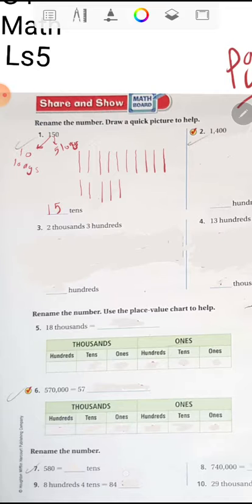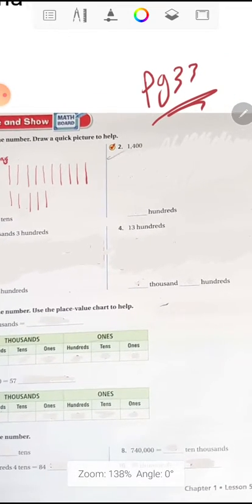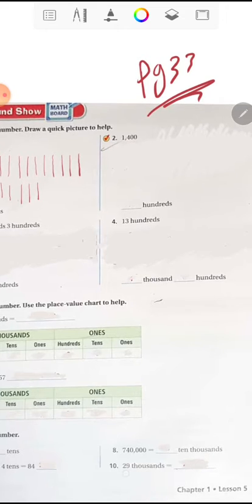Okay, let's see number 2. I want to describe it using hundreds, so I have to use a flat. I have 4 in the hundreds digit, which means 4 flats, and I have 1 in the thousands digit. You know, 1000 equals 10 hundreds, so it will be 10 flats. So I have here 14 flats.